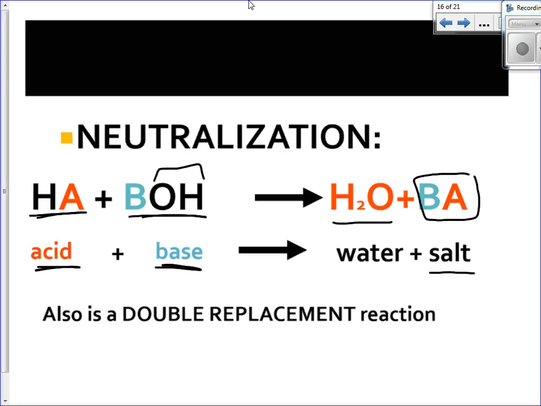So, double replacement reaction, but it always has an acid and a base that forms water and a salt. Okay? So let's look at one of those.